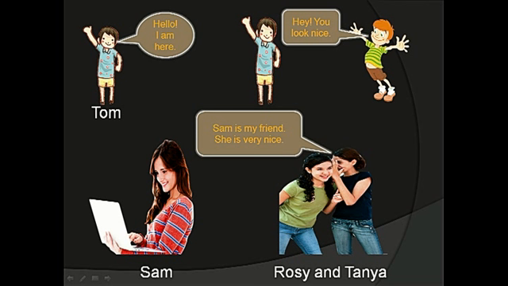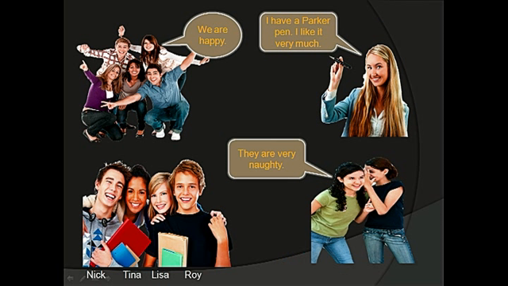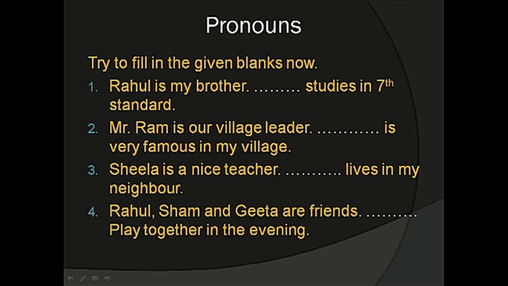Now you is a pronoun. Look at the example of girls. Tanya is saying, "Sam is my friend. She is very nice." Look at the example of guys there. Katrina, Andy, Maria, Tanya, Sam. They all are saying, "We are happy." So all those names are replaced by the word we. Rahul is my brother, blank, studies in 7th standard. Now you have to think yourself. Which pronoun will be suitable for this blank?